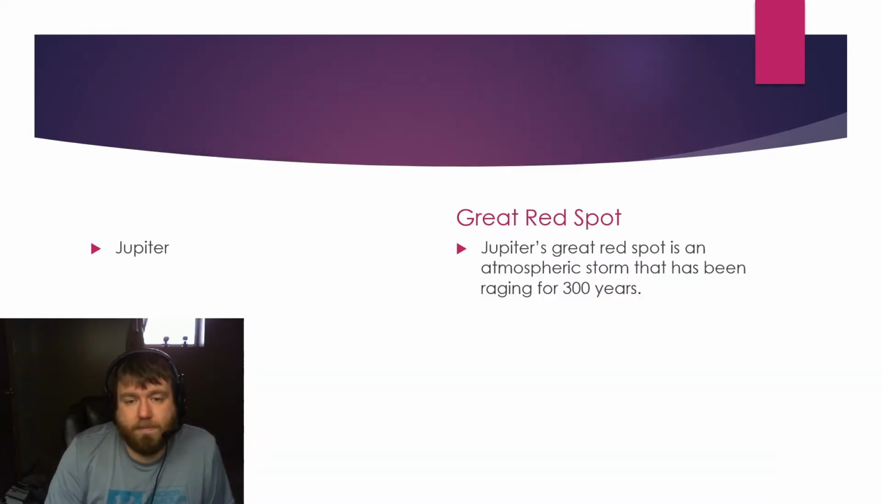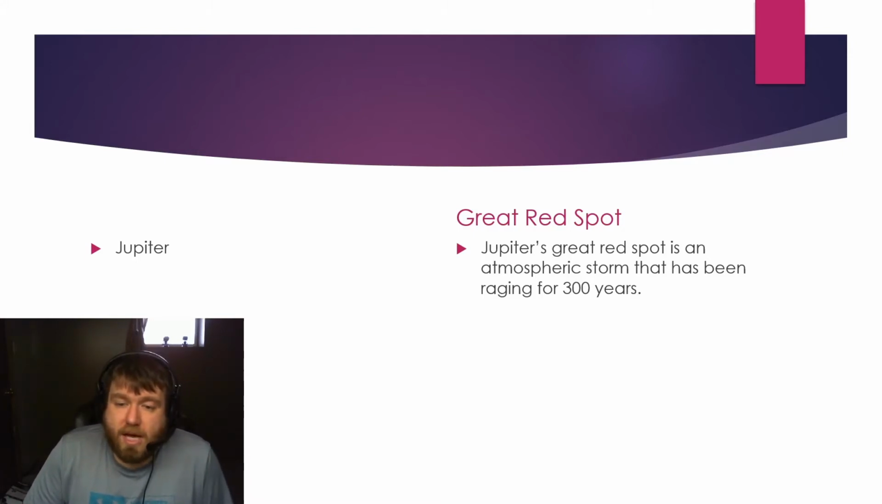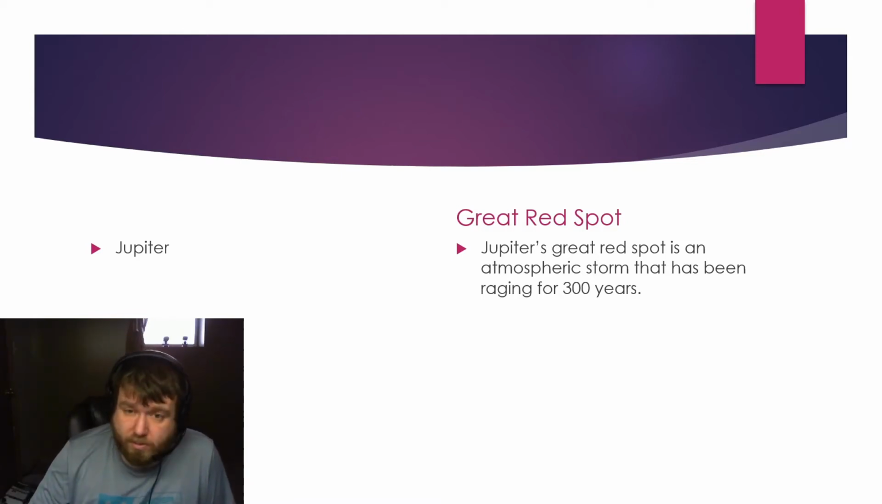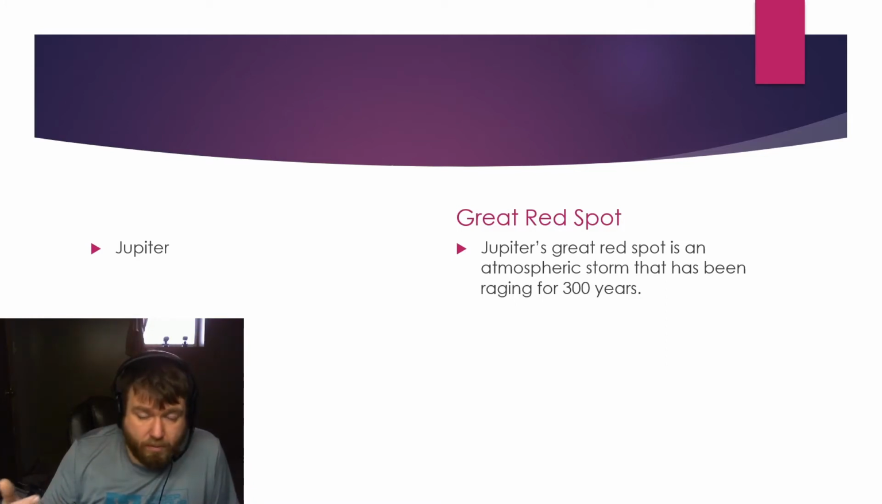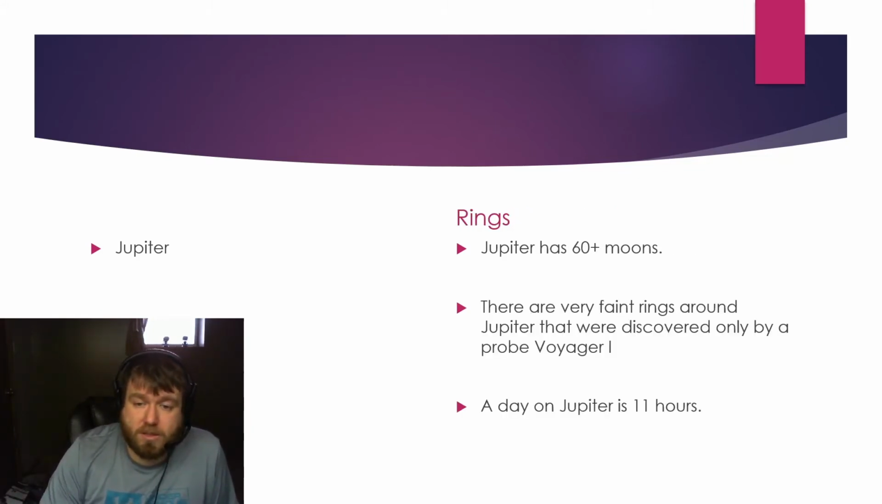This is a picture of Jupiter. So whenever I said it had a banded appearance, if you look on this picture right here, it has stripes. And down there on the bottom right, you can see the Great Red Spot of Jupiter. Jupiter's Great Red Spot is an atmospheric storm that has been raging for 300 years. So a storm that ran for 300 years. That's a really big storm. A long time. We can see this storm without even getting close to the planet. That's how massive this storm is.